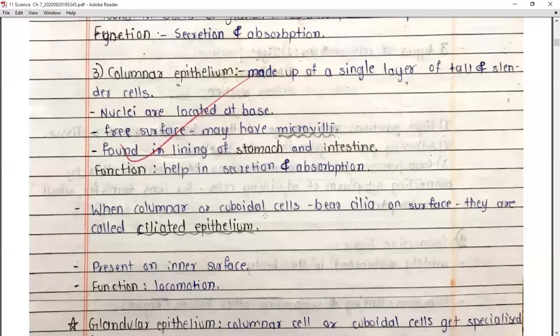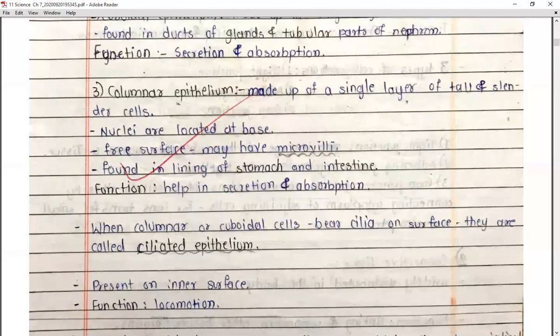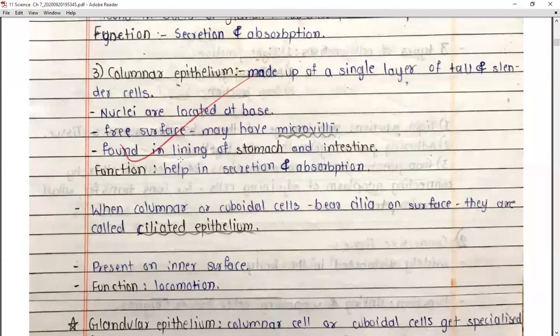Now, when columnar and cuboidal cells, these two of them, bear cilia on the surface, then they are said to be ciliated epithelium. See, columnar cells and cuboidal cells, when these two types of cells have cilia, right? Cilia is mainly found in paramecium. Let's remember paramecium for it. Paramecium possesses hair-like structures on its body, and that is known as cilia.